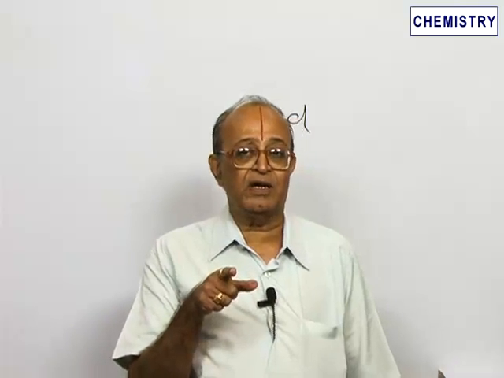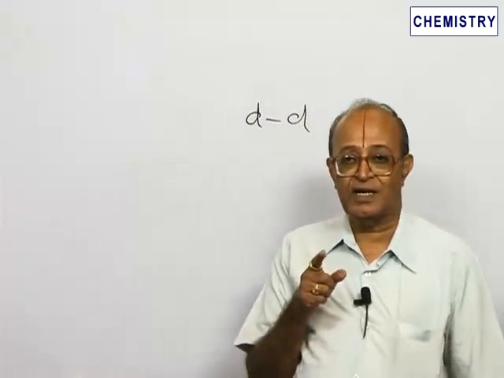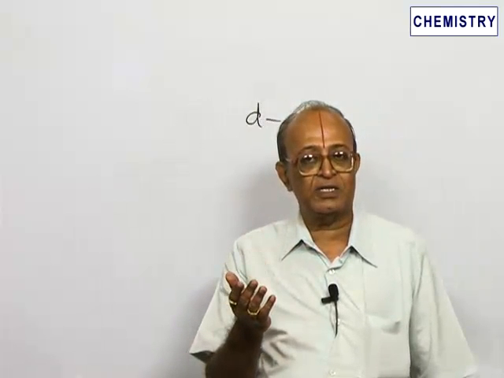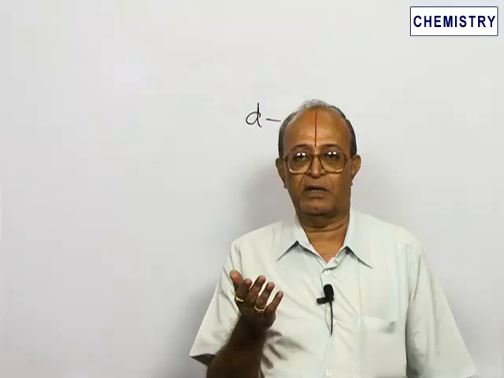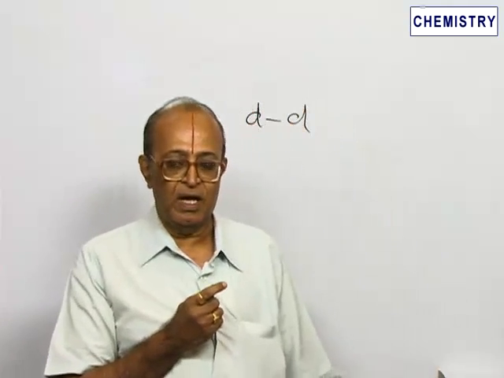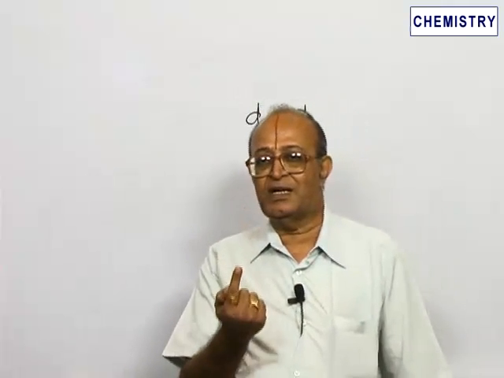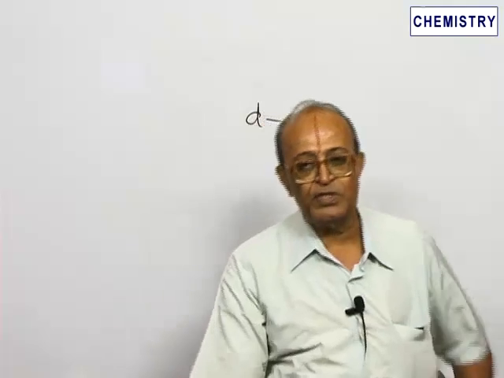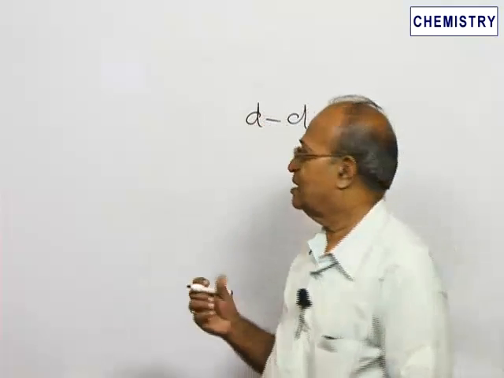A diamagnetic compound will contain these electrons in the paired state. So if all the electrons in that ion are paired, it is diamagnetic in character. If even a single unpaired electron is present, then the compound is said to be paramagnetic in character.